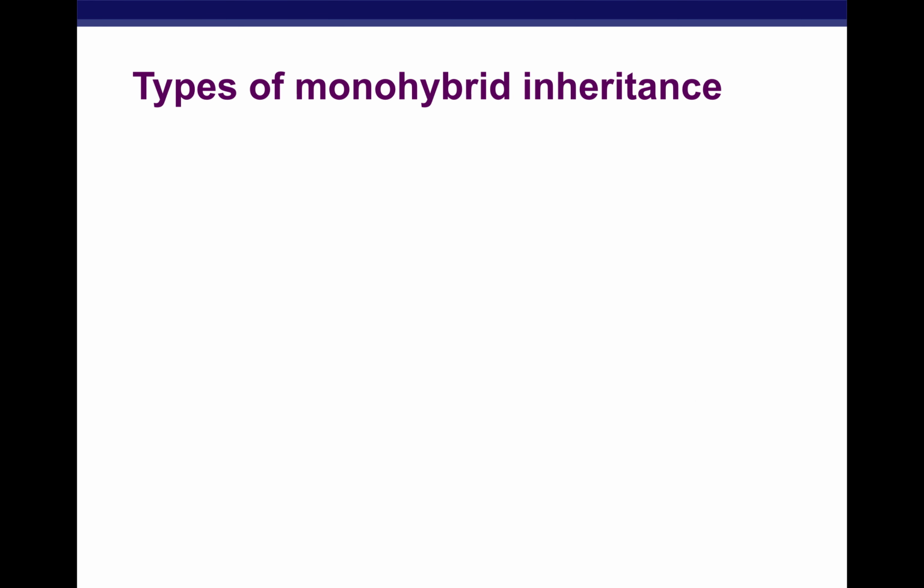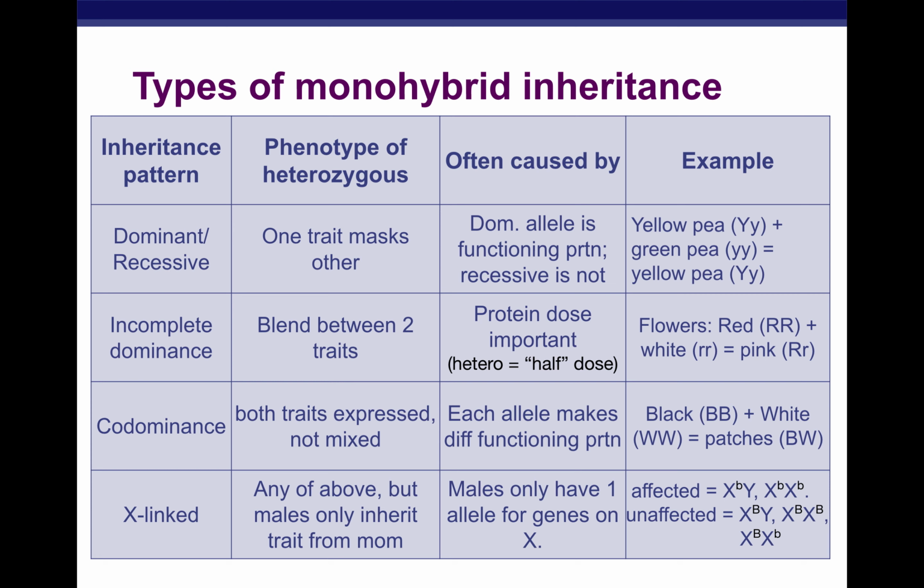All right. So in terms of solving monohybrid inheritance for these guys, this is just kind of a summary of what I went over with dominant, incomplete dominance, and codominance, and the reasons why it might end up blended versus showing up simultaneously versus dominant being dominant even in the heterozygotes.